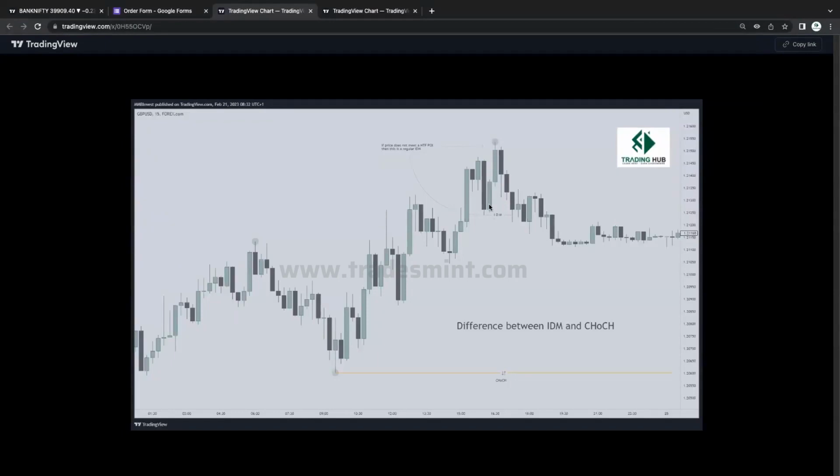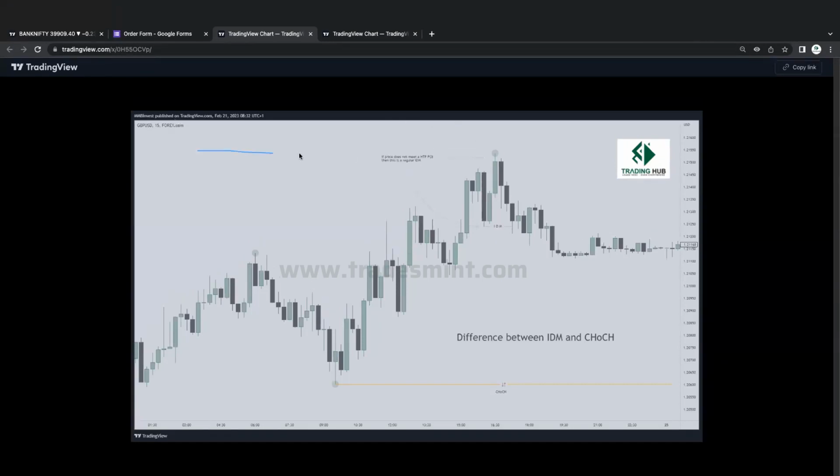Inducement is here. If price now taps any higher time frame PDI, then this first pullback is always an inducement. But if price taps a higher time frame PDI or sweeps any major high like this, then this is not an inducement.